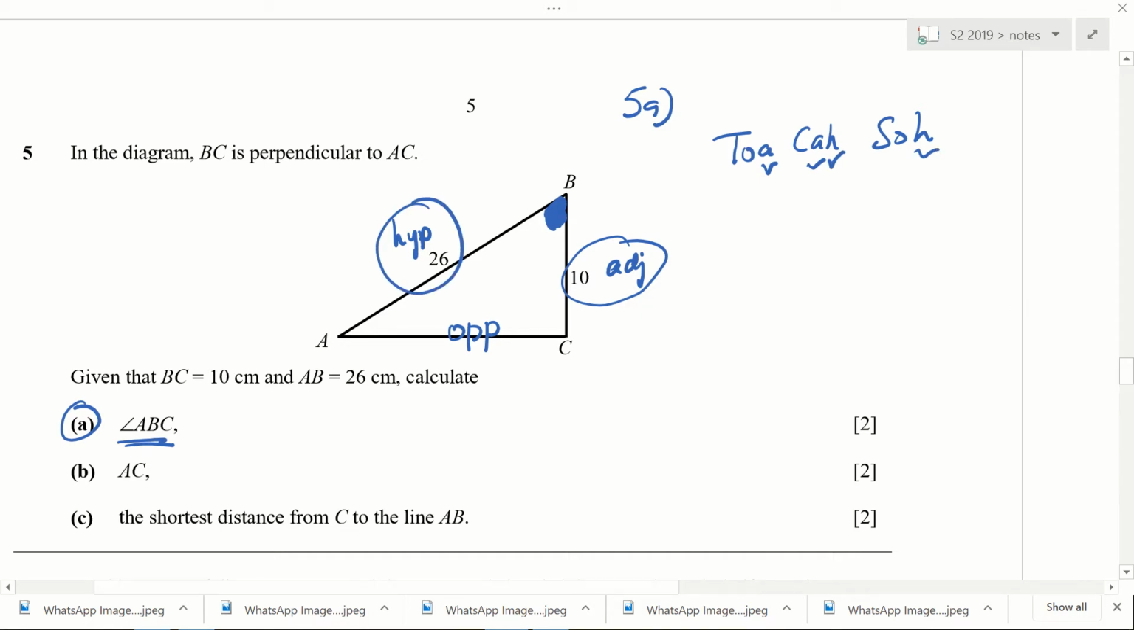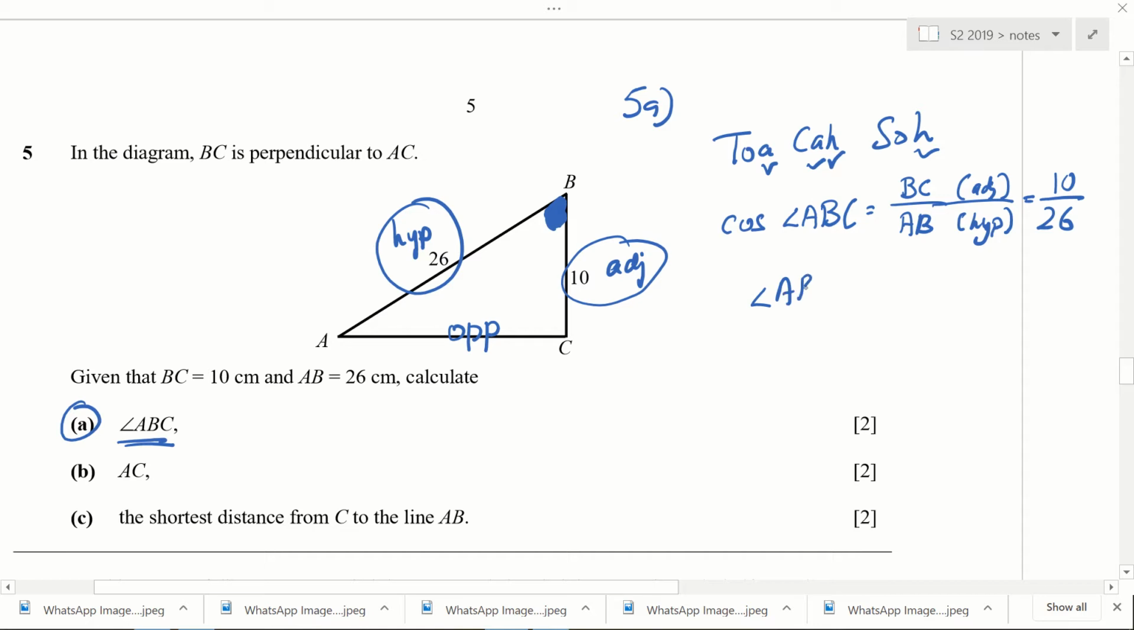Which one is the one that has the two ticks? Farhan. Ka, cosine. So, Farhan, you can write down cosine angle equals to adjacent. No need to put theta, just put the angle will do. Adjacent over hypotenuse. This is your height. And this is your 10 over 26.